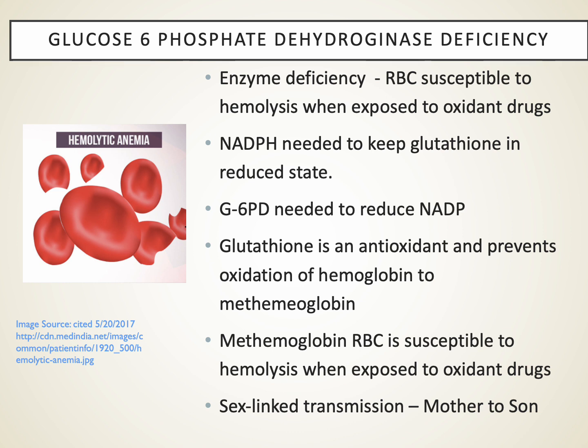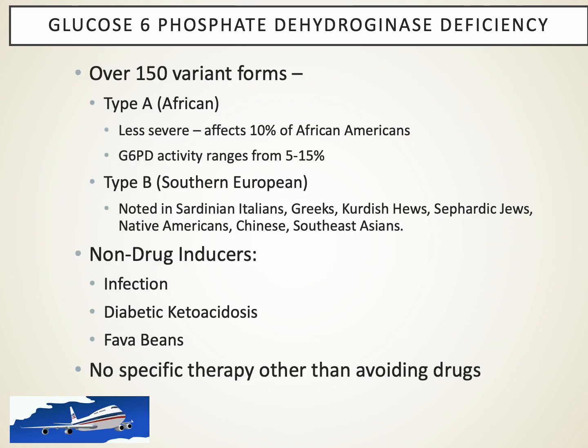And typically, folks with this hereditary trait are either northern Mediterranean or southern Mediterranean in ancestry. There are lots of variants of glucose-6-phosphate dehydrogenase deficiency. The type A is the less severe, northern African kind of phenomenon, and the southern European is type B, which is more significant.